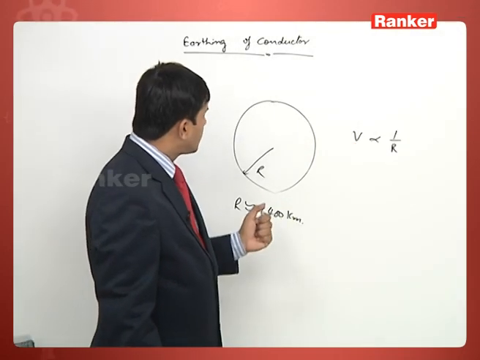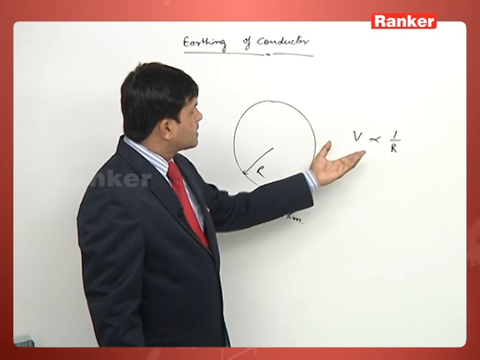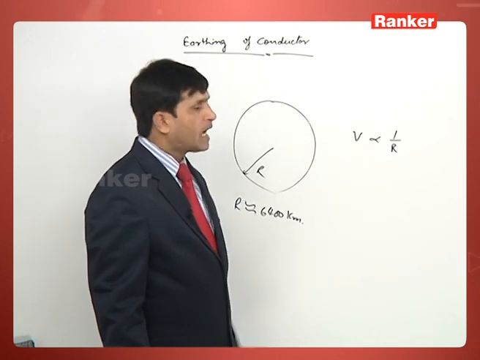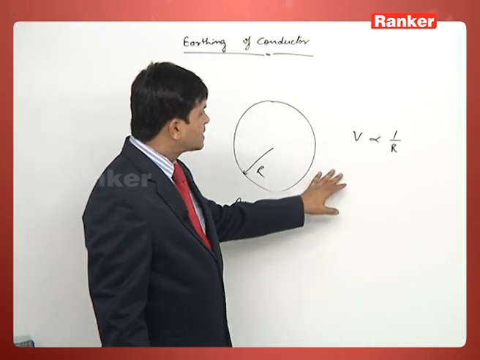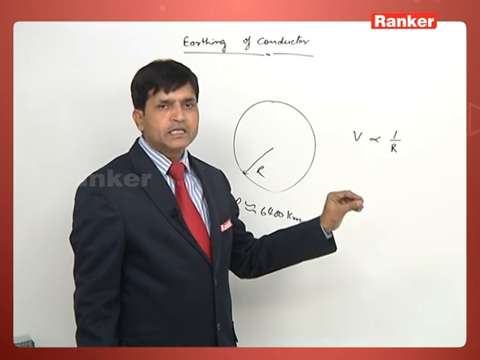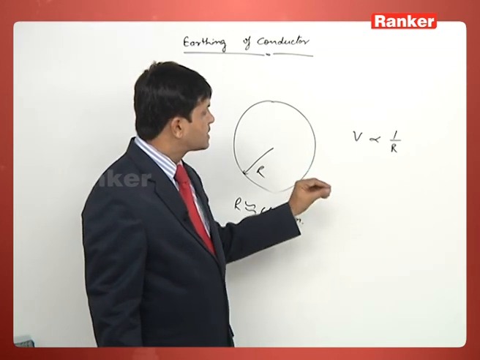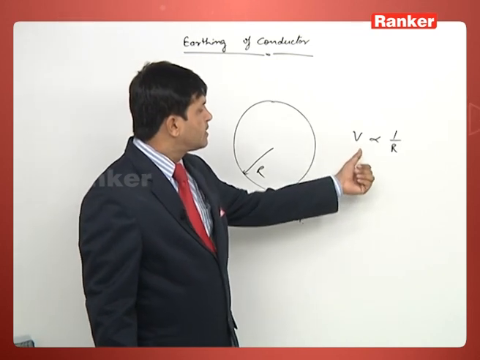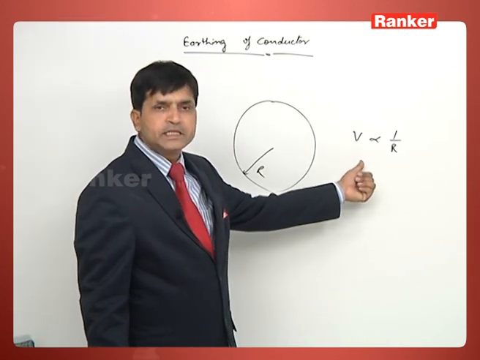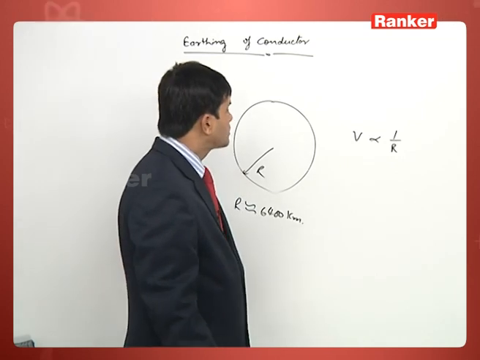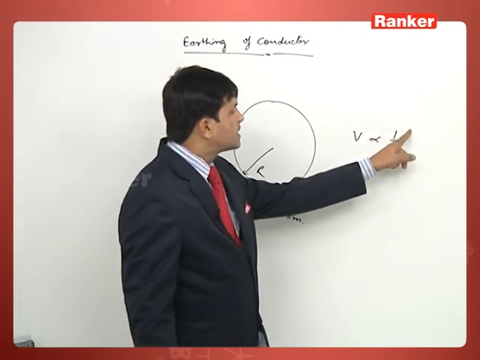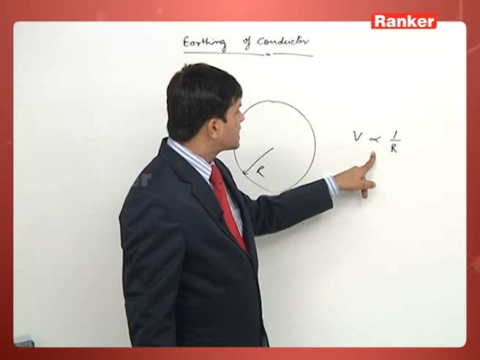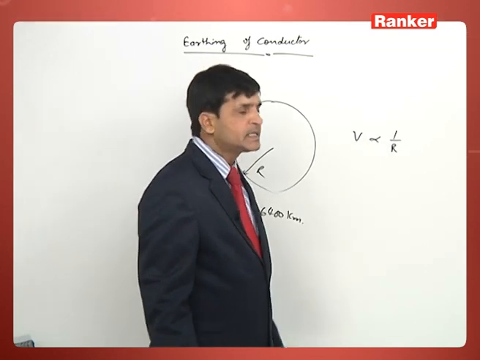So what can be said? Since the earth is of very large size, whatever amount of charge we give to the earth or take from the earth, its potential changes almost negligibly as compared to other bodies, and being a very small value of potential, it is taken as 0.